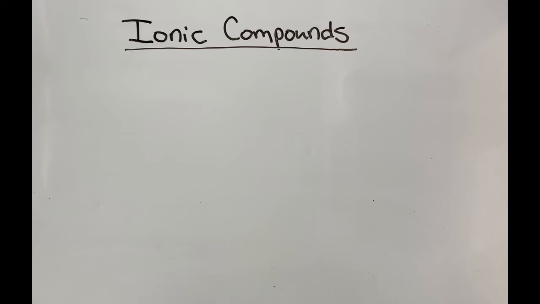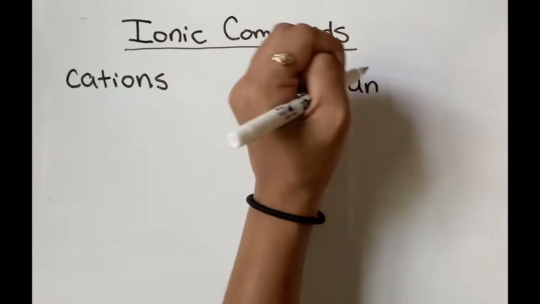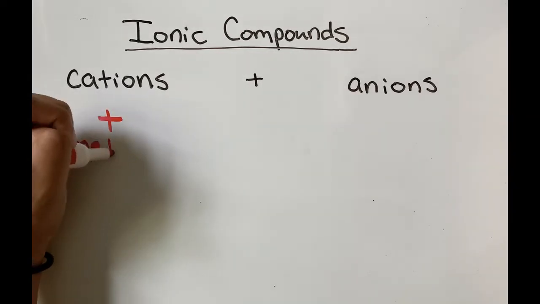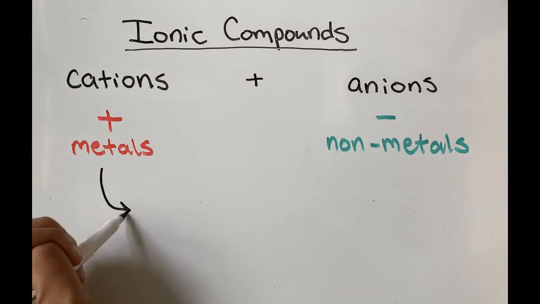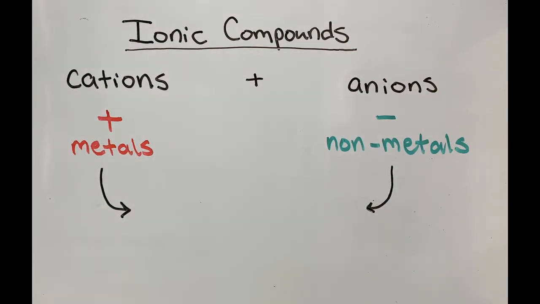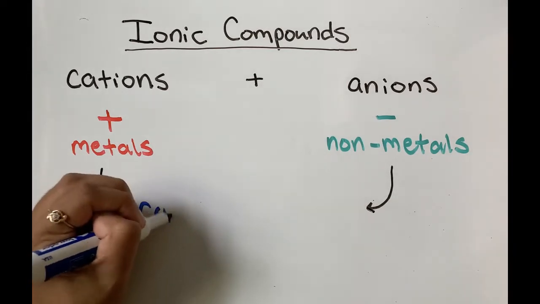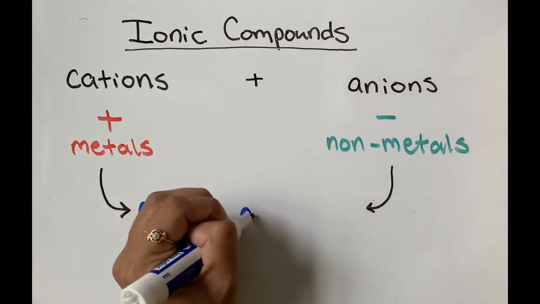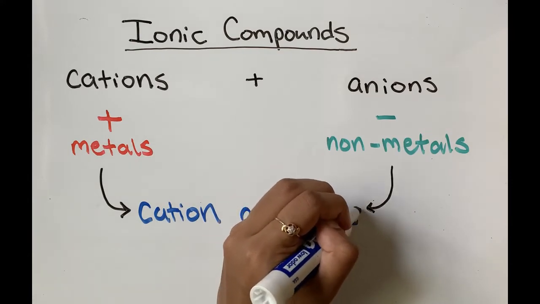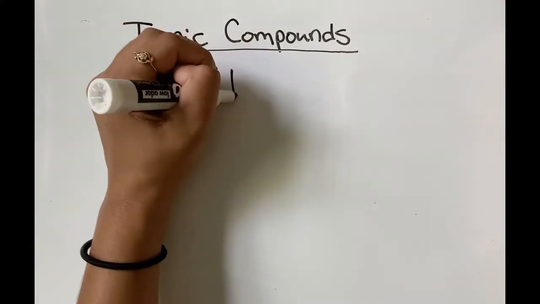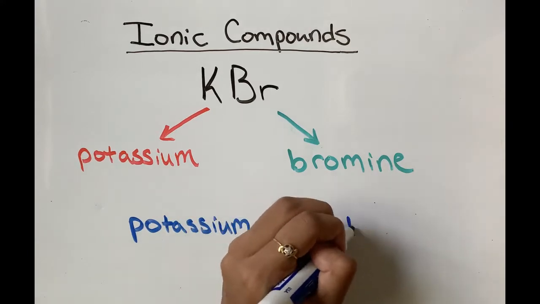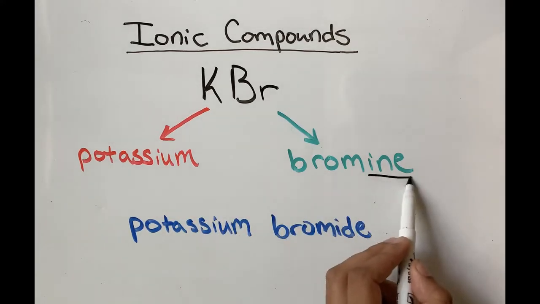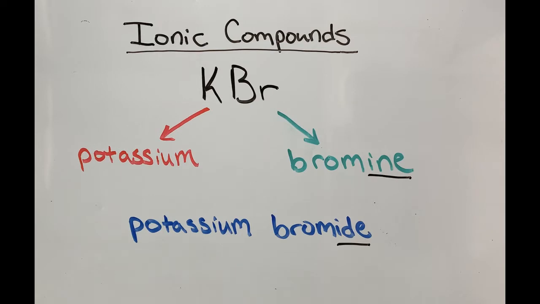Ionic compounds, as I've covered in previous videos, are made up of cations and anions. Cations are the positively charged metals, and anions are the negatively charged nonmetals. When naming them, the metal cation will always come first, and the nonmetal anion will follow. The cation will keep the same name as the element, and the anion will add an IDE to the end of it. For example, let's look at KBr. K is potassium, and Br is bromine. So, the compound name would be potassium bromide. Notice how I changed the ending from INE to IDE.